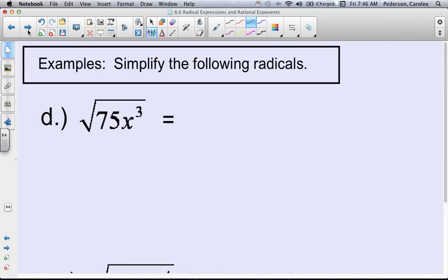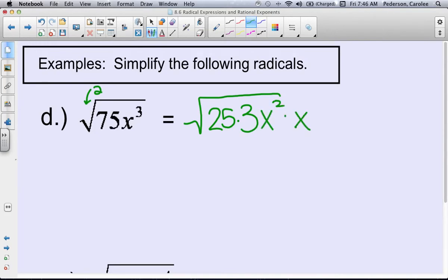Next example, we're back to a square root. Remember, if there isn't a number in the index, then you have to assume that that is a square root. So now we're looking for pairs. So let's break down 75. 75 can be written as 25 times 3. And then x cubed can be written as x squared and x. So then what can reduce out is this 25 and this x squared.